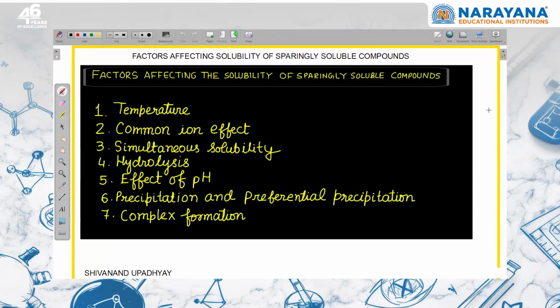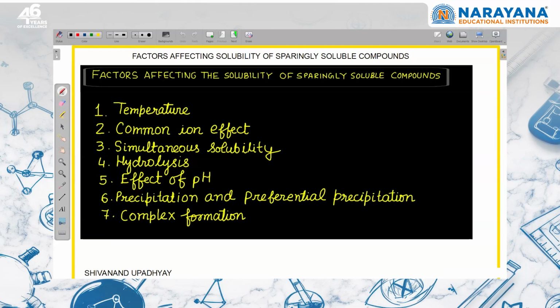So there are 7 factors, and we will mainly focus on the last 4 factors, right? These are very simple, so we will not waste time on these, but we'll focus more on the ones where you will see how many questions JEE Advanced asked in past years, right? So let us start with temperature.